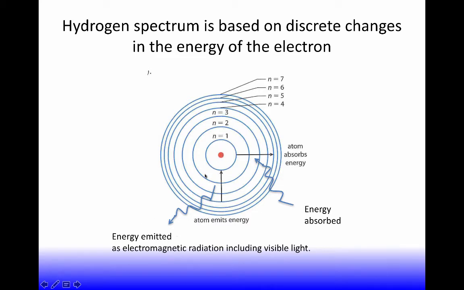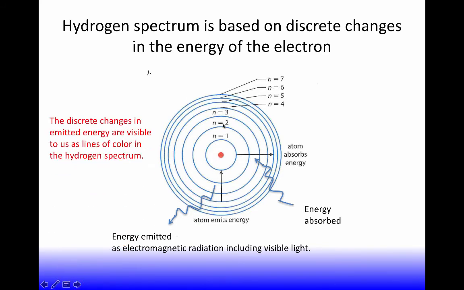The energy emitted, this electromagnetic radiation, comes out as visible light. Depending on the jump, it might come out as infrared light, or it might come out as UV light. Again, this is just the hydrogen atom. So these discrete changes in emitted energy are visible to us as that line spectrum of hydrogen if we're looking at only the visible range.